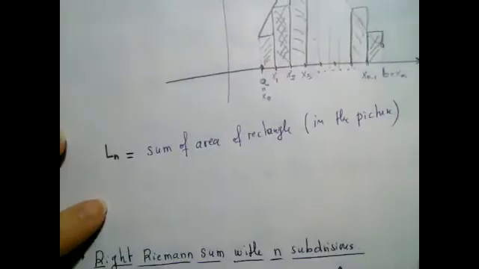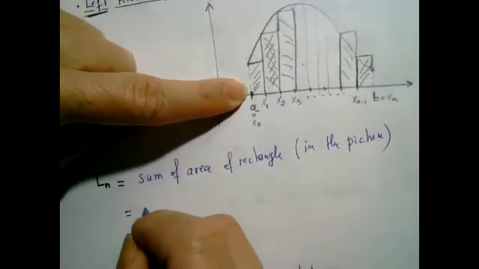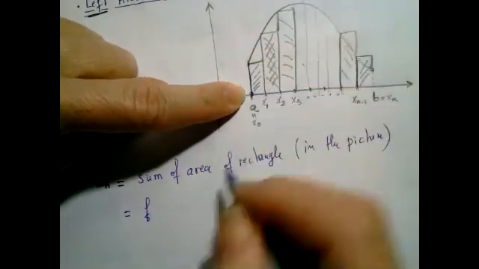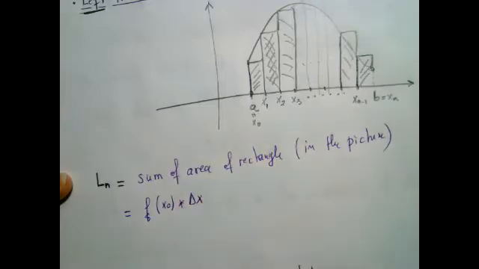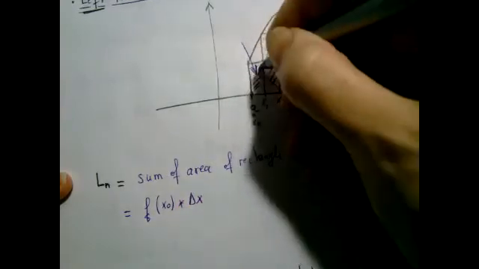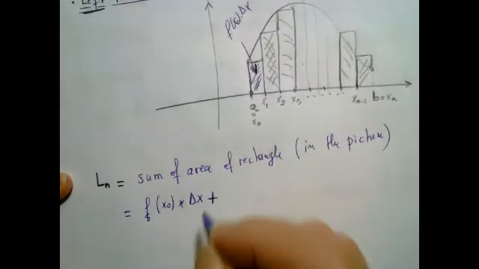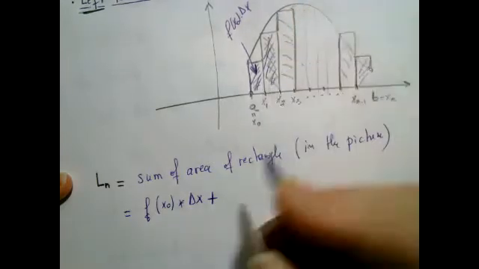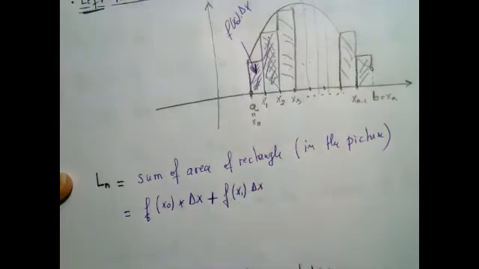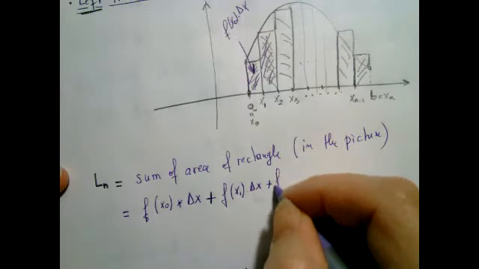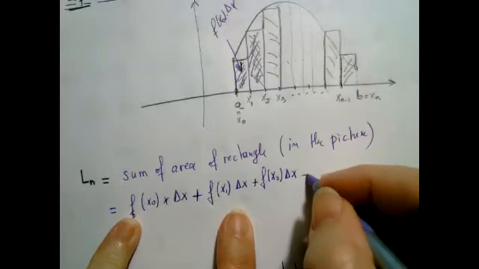Okay, now we're going to write it. The sum equals, again, the picture, but I have to use notation. It's the value of the function at the left point, x0, times the delta x. So this here, that's the area: f of x0 delta x, plus the area of that. This is f of x1 times delta x plus f of x2 times delta x plus etc.